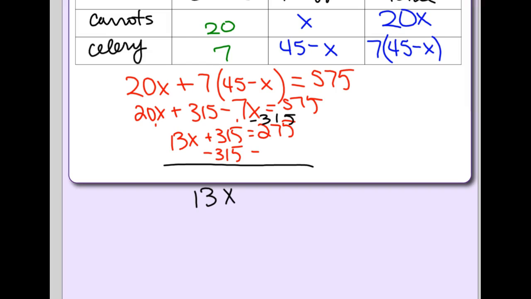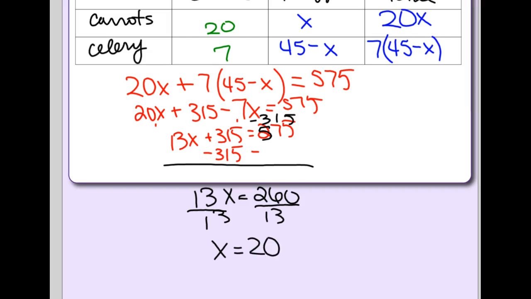So we've got 13x equals, that's supposed to be 575. Okay, and if I subtract from over there, we're going to get 260. If I divide both sides by 13, that's right, x equals 20.